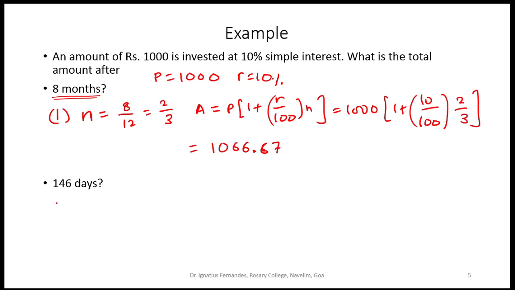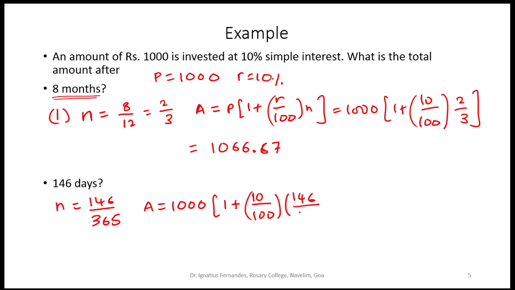Like in the second example here, now the period is given in terms of days, so you'll have to convert these days in terms of number of years. So 146 days is 146 out of 365 years. So when you're substituting N in this formula, you will substitute N as 146 out of 365. Okay, this is in terms of number of years. So the total amount A here will be equal to 1000 into 1 plus R upon 100. R is 10 upon 100 and N here is 146 upon 365.